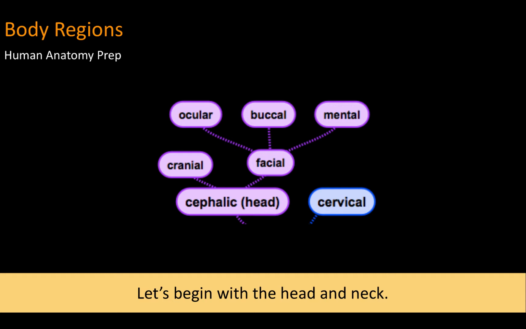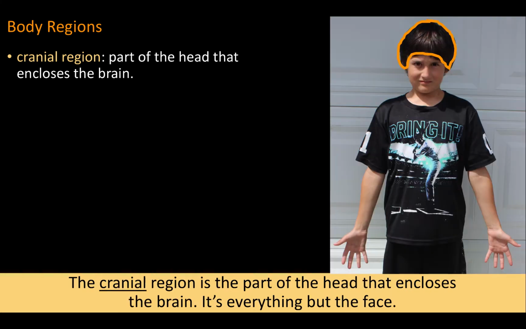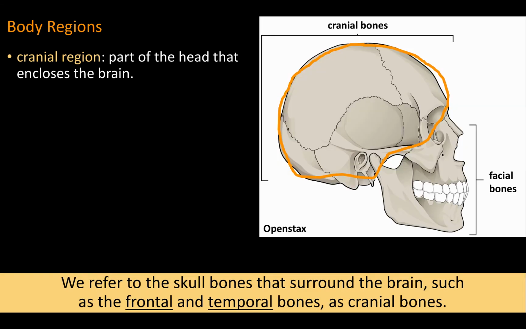Let's begin with the head and neck. The entire head is referred to as the cephalic region. It has two primary divisions, the cranial and facial regions. The cranial region is the part of the head that encloses the brain. It is everything but the face. We refer to the skull bones that surround the brain, such as the frontal and temporal bones, as cranial bones.